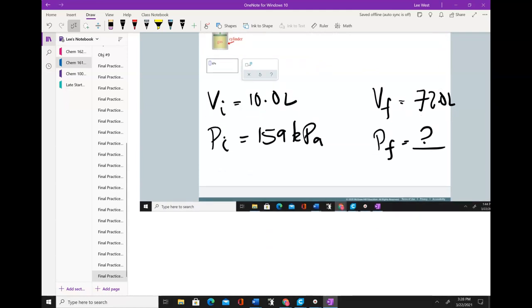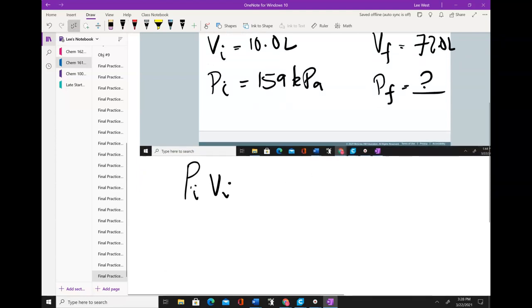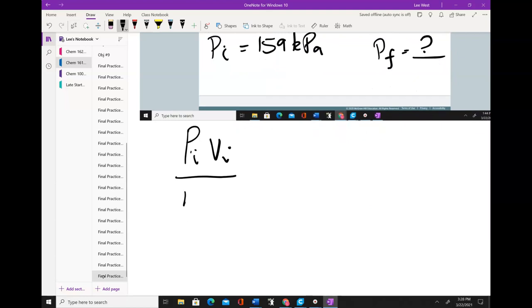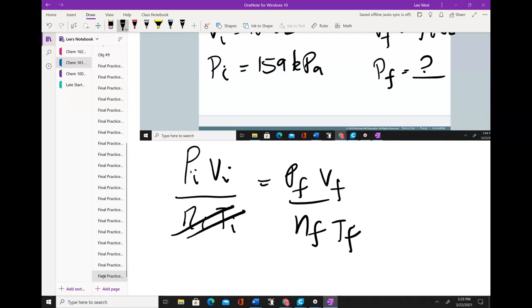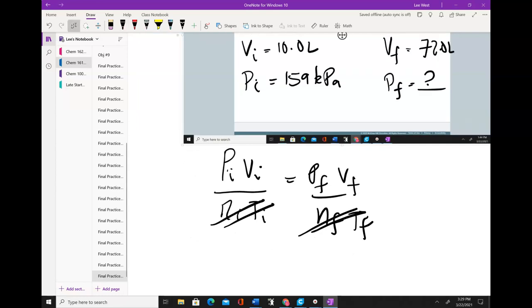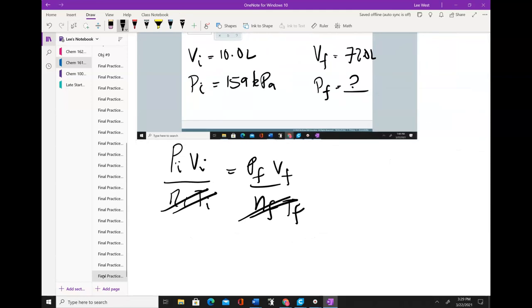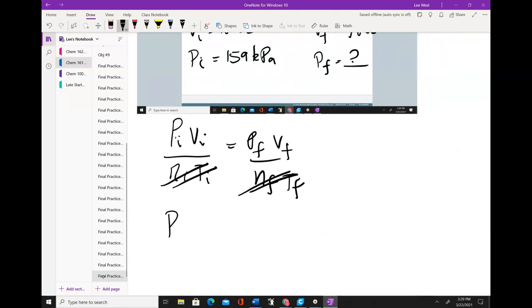All right, so I'm changing from an initial state to a final state, so I'm going to use combined gas laws. So P initial V initial over n initial T initial is equal to P final V final over n final T final. The number of moles doesn't change because it's trapped behind a piston in a cylinder, and the temperature isn't changing either. So it's just going to be like that. We're trying to calculate P final. So P initial V initial over V final gives me P final.